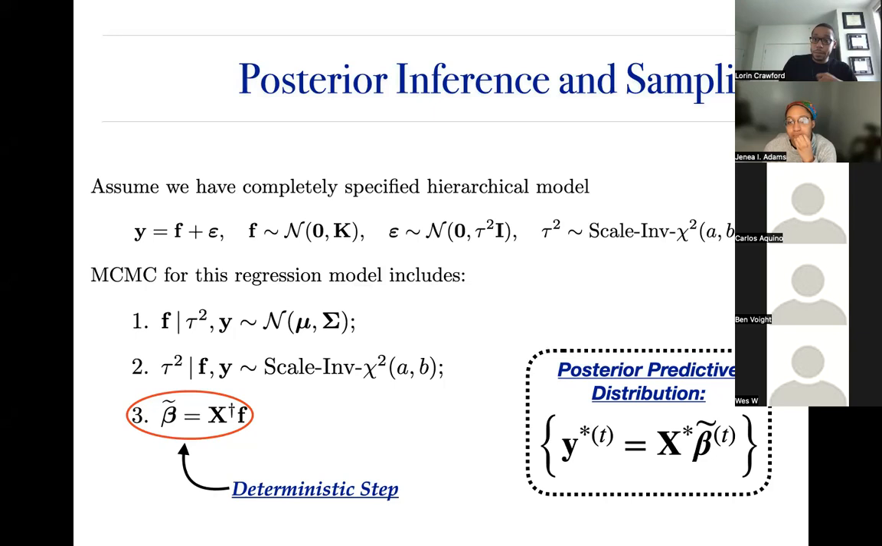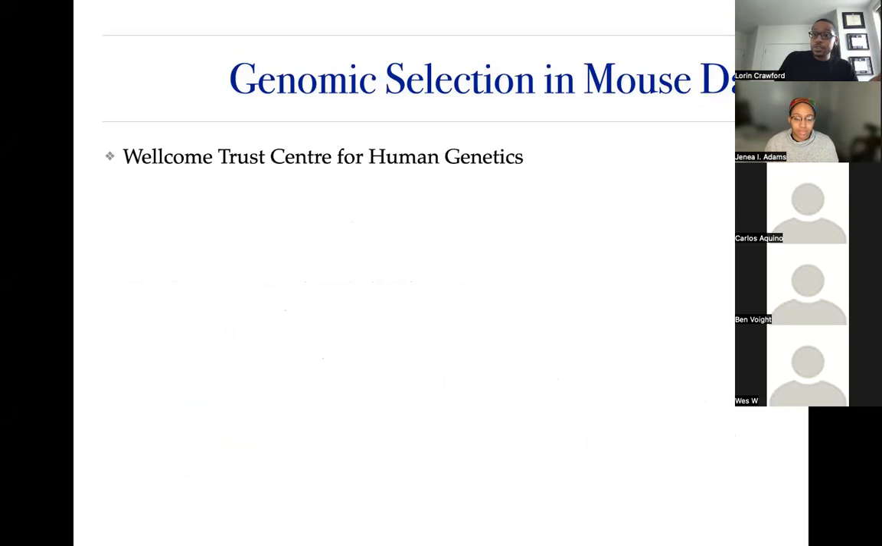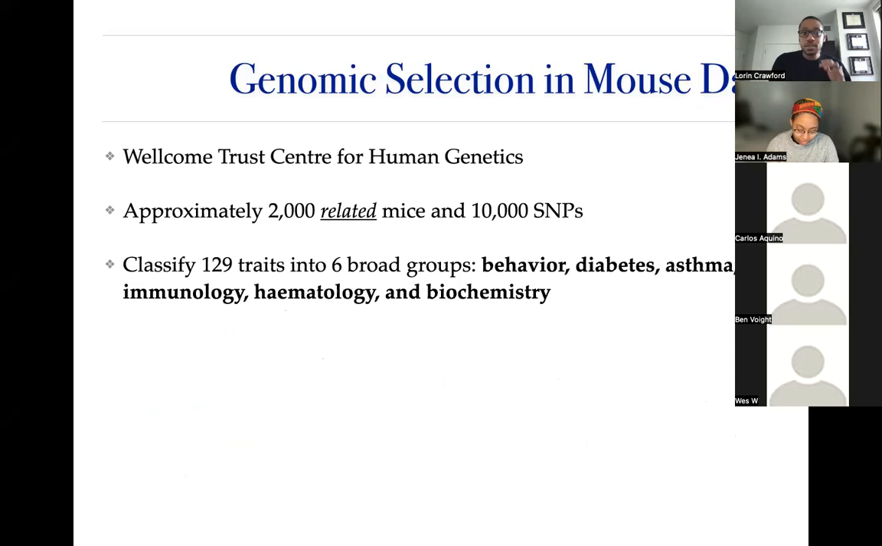Now, let me show you how this works really quickly in a genomic selection example, to convince you that these beta tildes are actually doing what I want them to do in terms of capturing some effects that my GP learned. Let's look at data from the Wellcome Trust Center for Human Genetics. Here I'm going to have approximately 2000 mice. For these data sets, I'm looking at 129 different traits. These traits are broken down into six different groups.